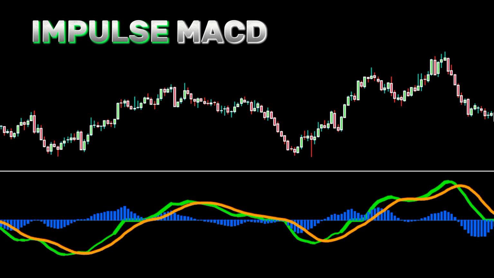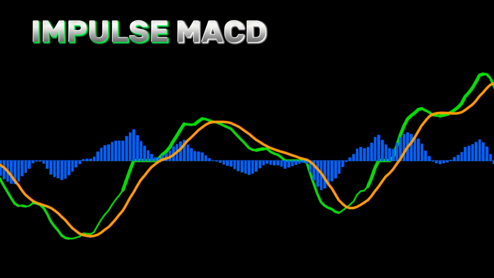Now let's take a look at the components of this indicator. Now, similar to the normal MACD, this indicator also has 4 components.